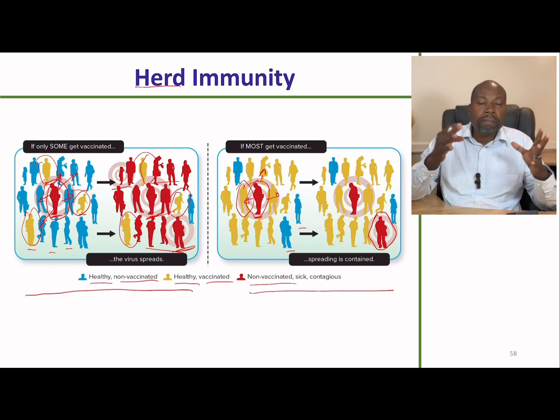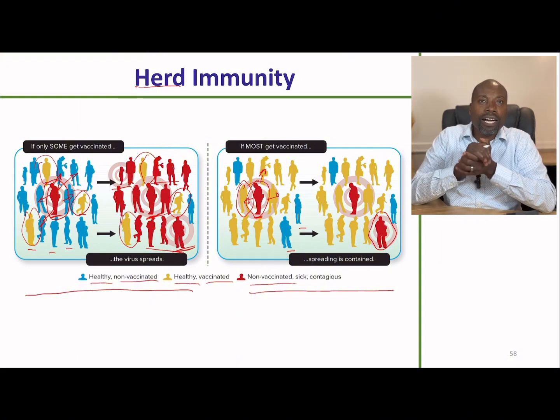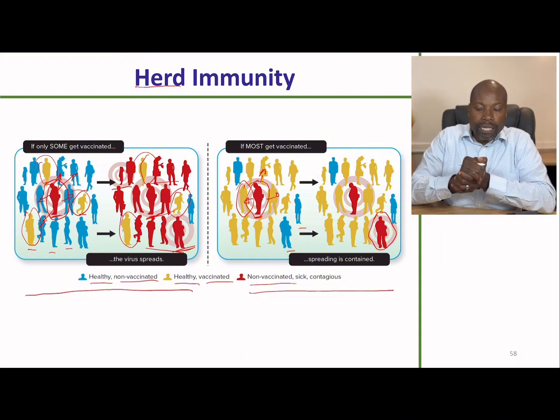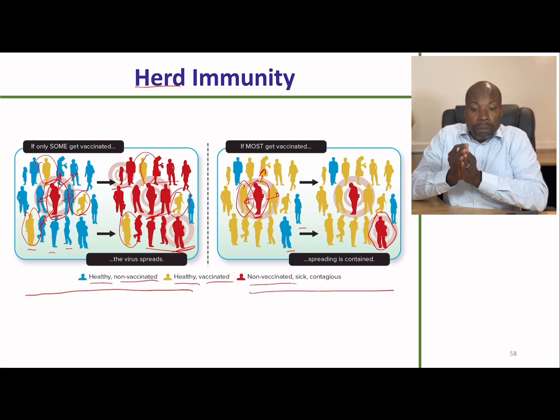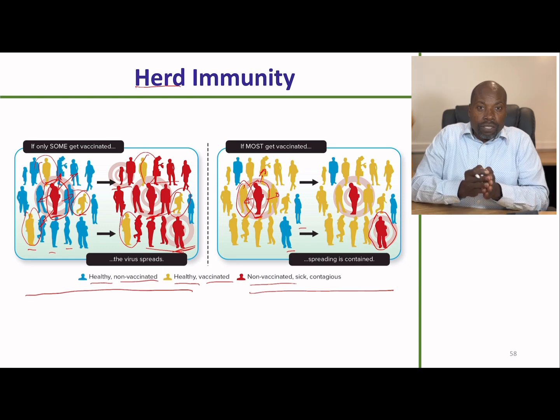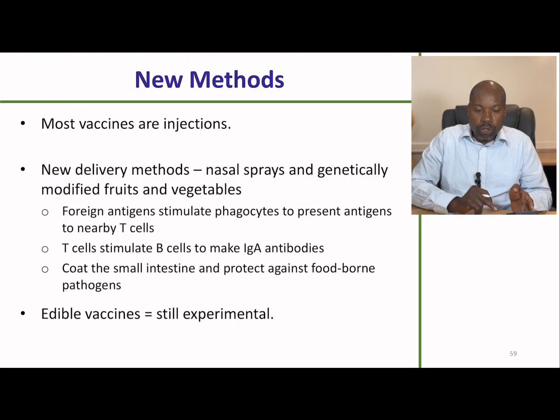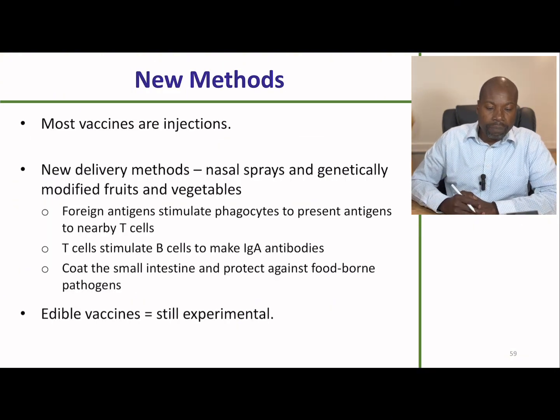So the more people are vaccinated, the higher the chance to control an infection in the population. But the smaller the number of people vaccinated, the smaller the chance of limiting the infection in a population. So we want herd immunity.